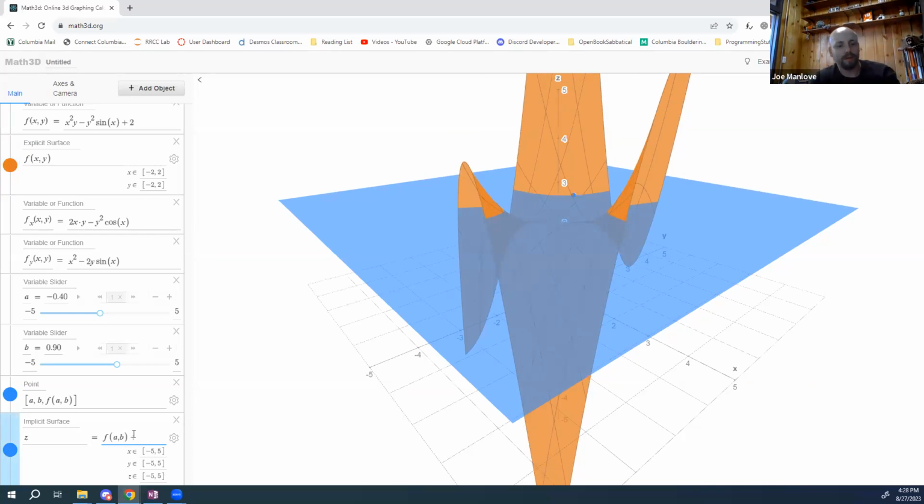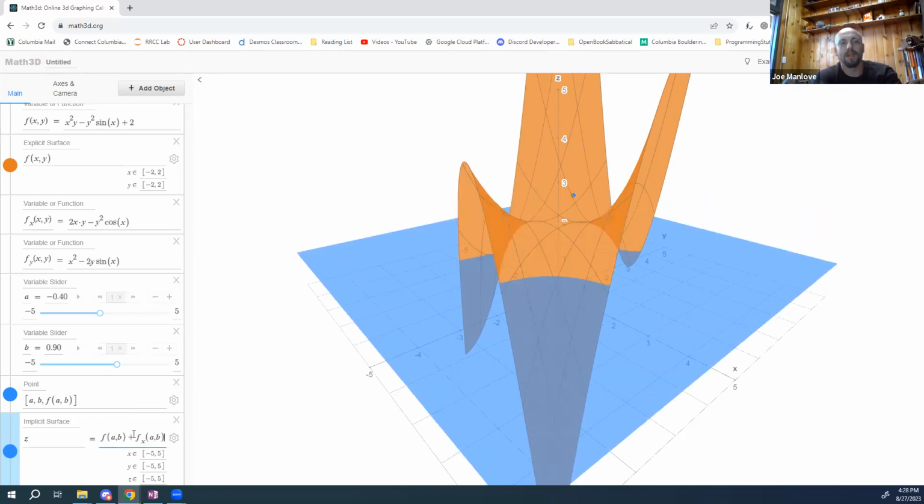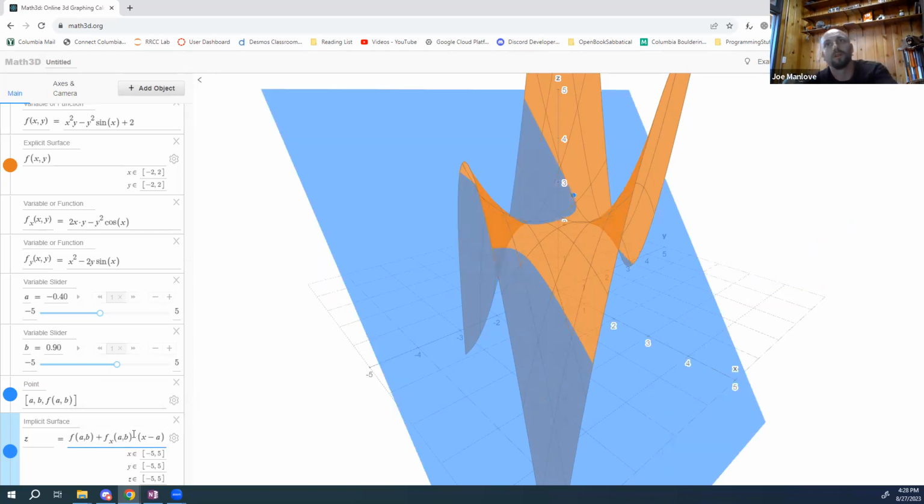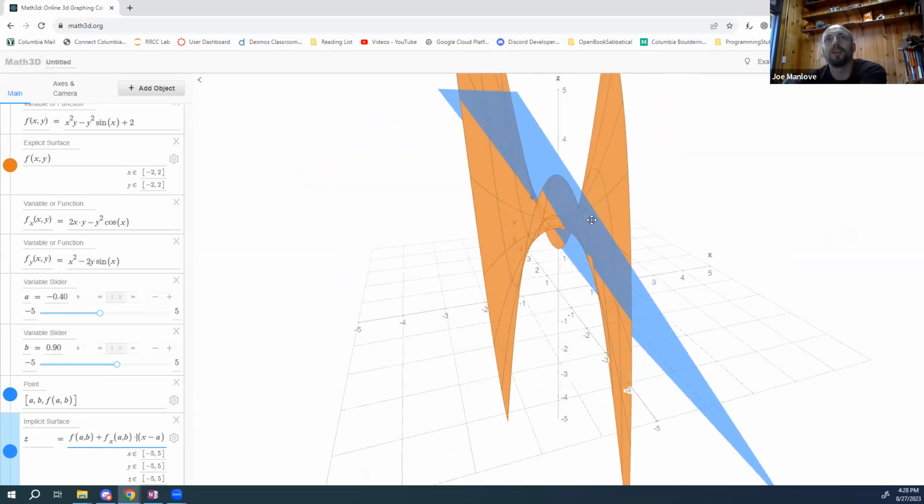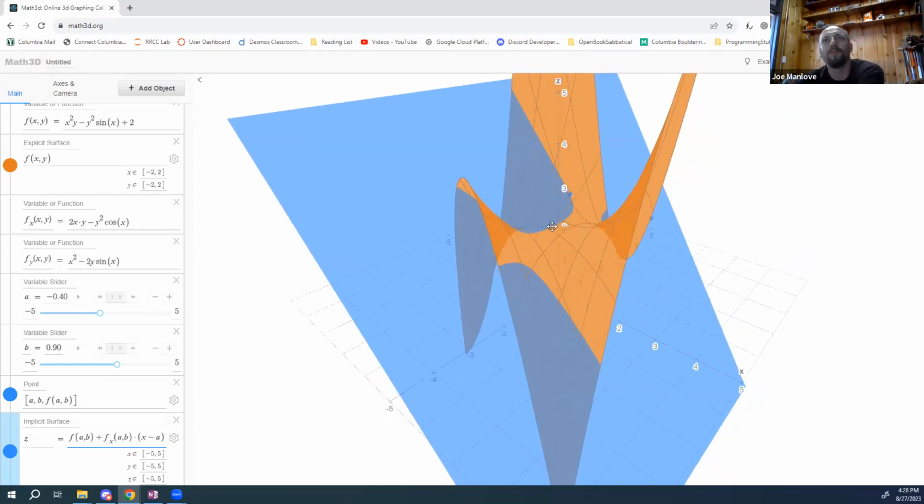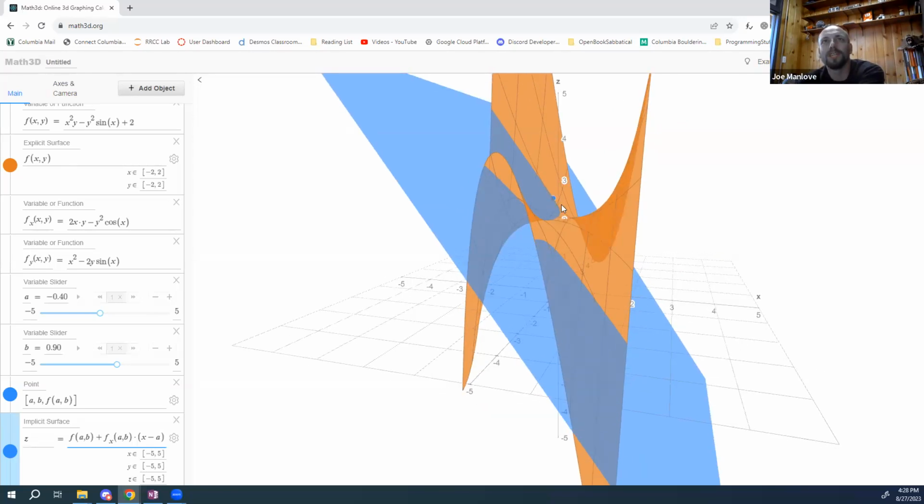I'm going to add fx at a and b, and I need to multiply that by x minus a. Okay, cool. All right, so you can see that I still don't have a tangent plane, but I've matched the x slope. You can see that it's actually tangent to that line that it's on, but it's not tangent to the plane itself. So I need to match the y slope as well.